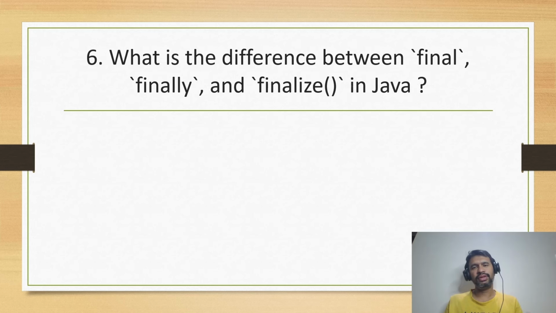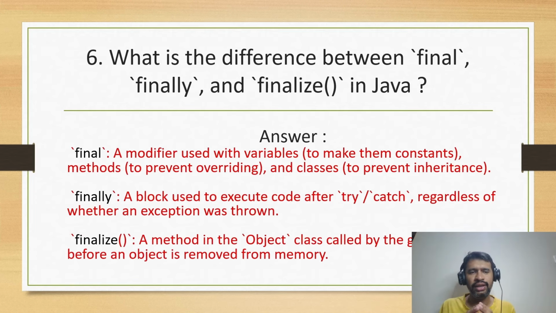So what is the difference between final, finally, and finalize? There are three different keywords. They sound similar, but they are different. What is the difference between final, finally, and finalize in Java? Let's see the answer. Final can be used with variables, with methods, or with a class. If you use final with a variable, it becomes a constant.